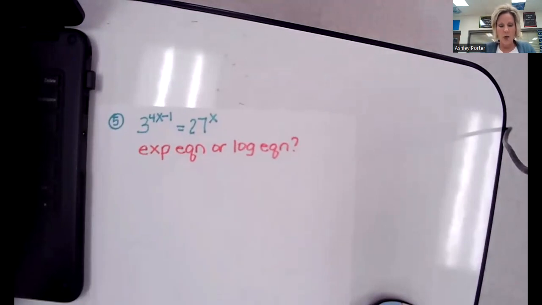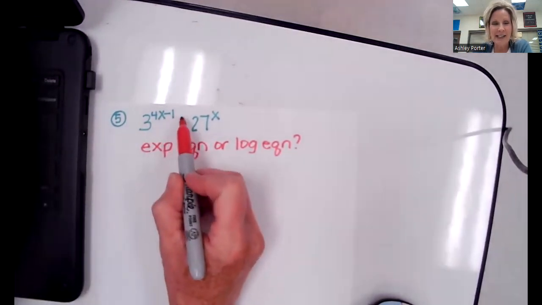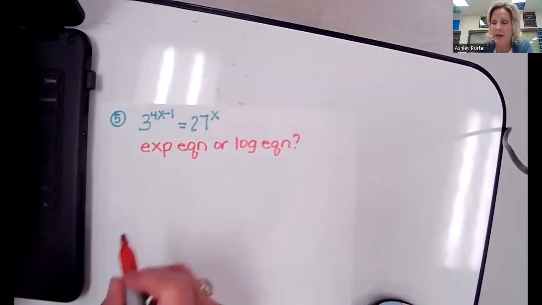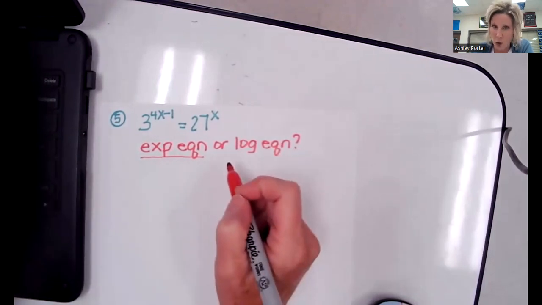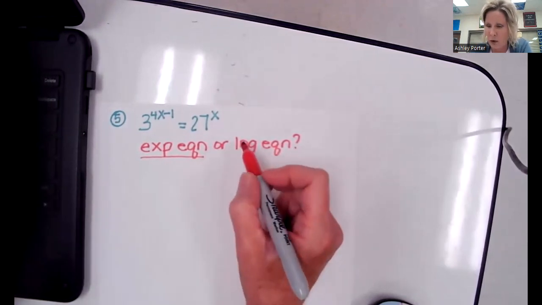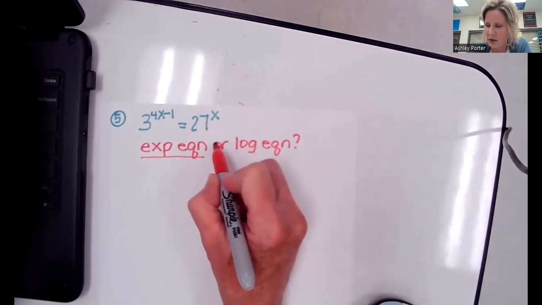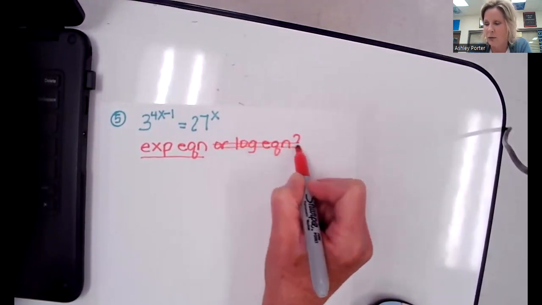All right. So on this equation, is it exponential or is it logarithmic? I see x's in the exponents. That is an exponential equation. It's not a log equation because I see no L, no capital L or lowercase l in the equation. So it is not logarithmic.